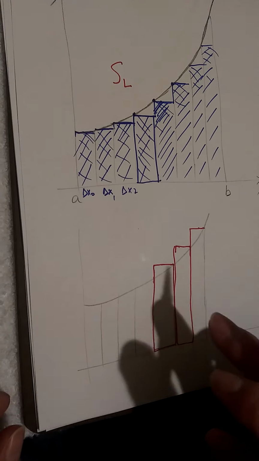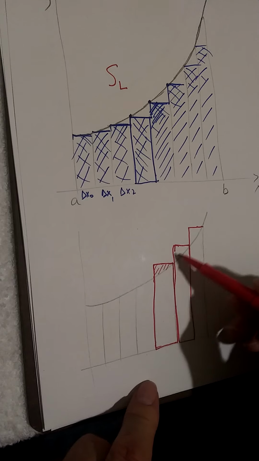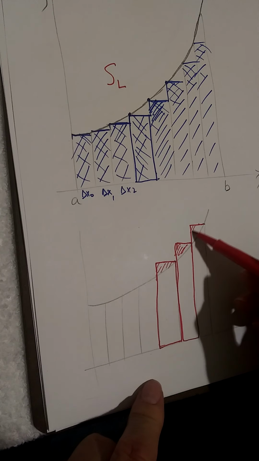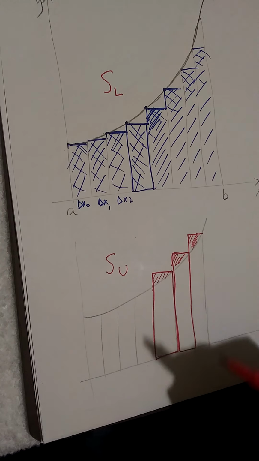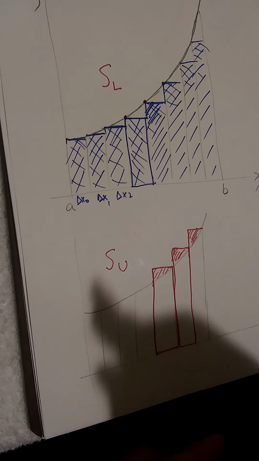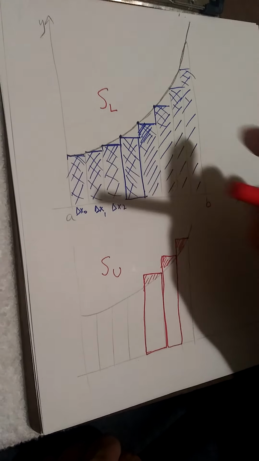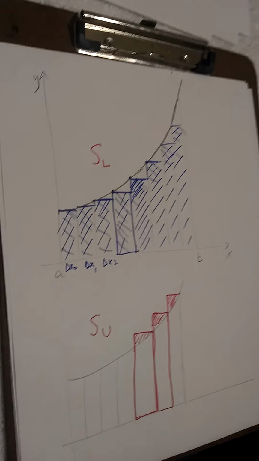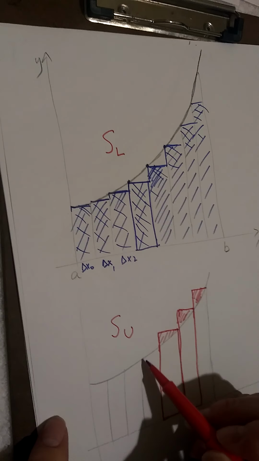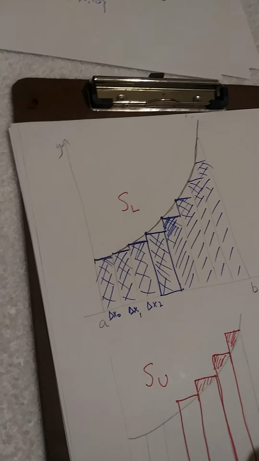If we use the red rectangles, the area will be overestimated by these little bits. So you're counting these, but they're not part of the area. So we'll call it SU, S upper. So for S lower, we use the lowest point of the rectangle of the curve. And then for the upper area, for SU, we use the highest one. So for example, for this one, the red rectangle will look like this.